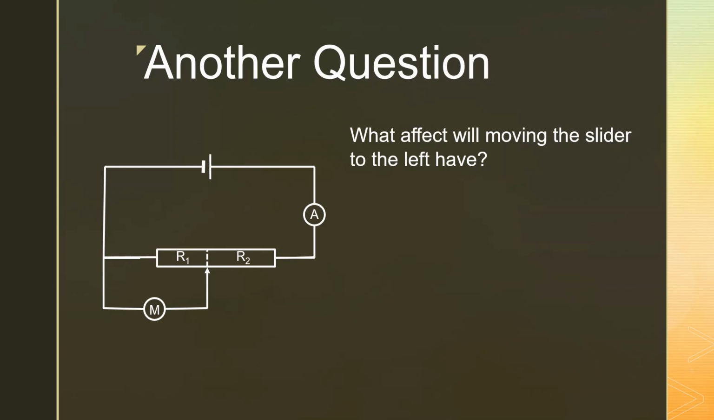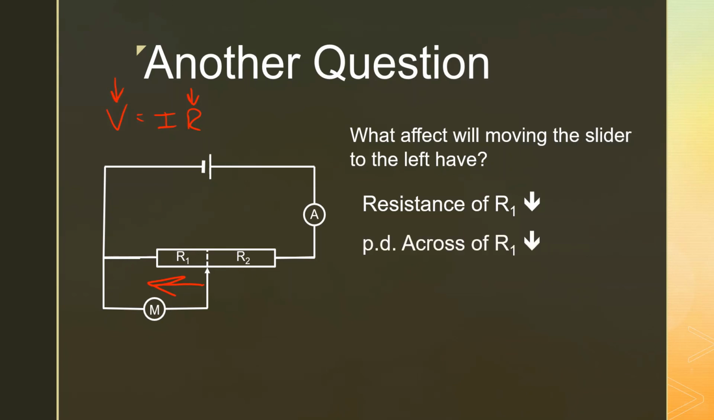Now, if I'm going to move this slider over to the left, so we're going to move it in that direction, R1 is going to become shorter, and therefore that resistance is going to go down. So the resistance of R1 is going to decrease. And if the resistance of R1 decreases, again, going back to the all-important Ohm's law, V is equal to IR. If that resistance comes down, that voltage has got to come down. And so we're going to get a decrease in the potential difference across R1.